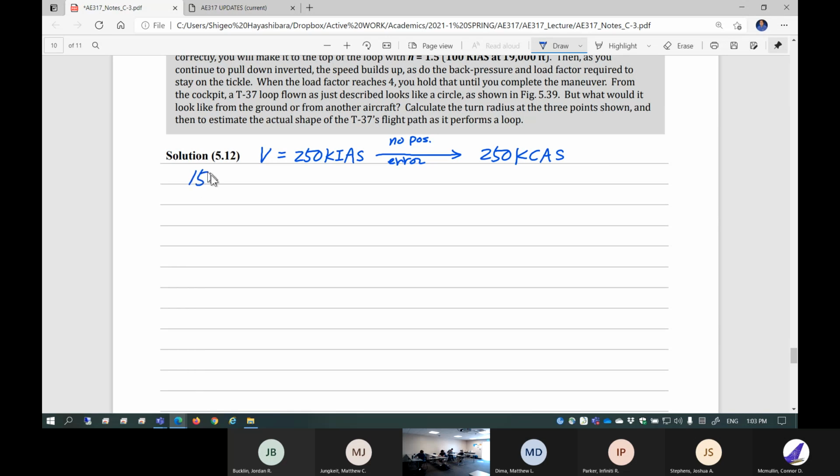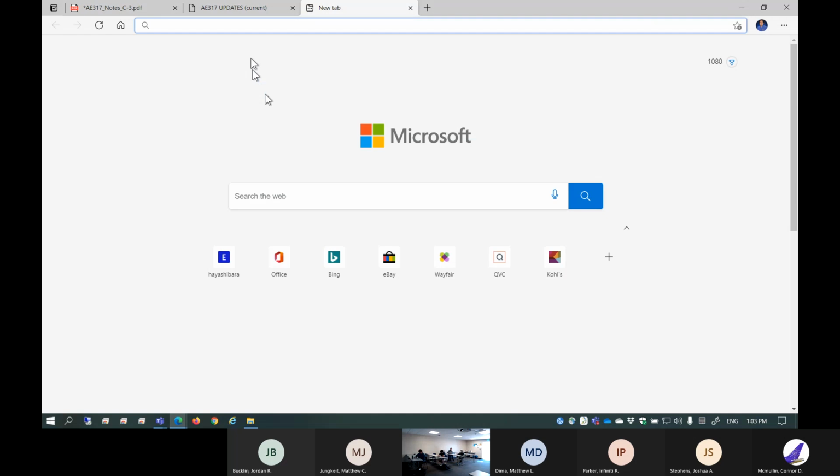So 15,000 feet, this is pressure altitude. Okay, so the pressure altitude is given with 250 KCAS. Let's find out F factor. What's F factor? Where do we need to go back and take a look? Unit A1, A1 or A2 or something like that.